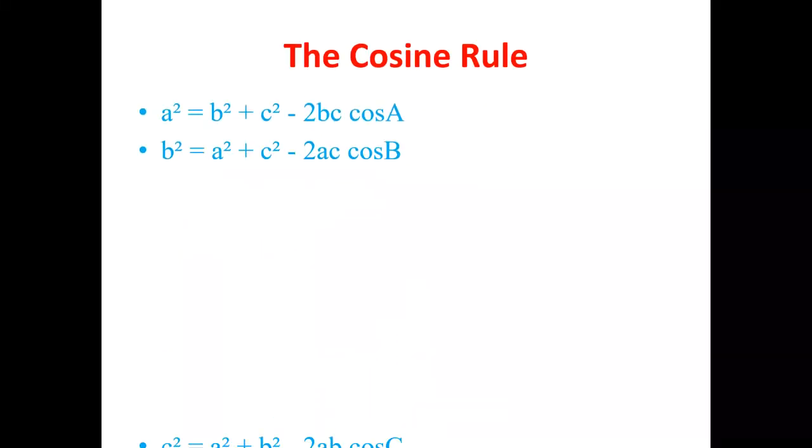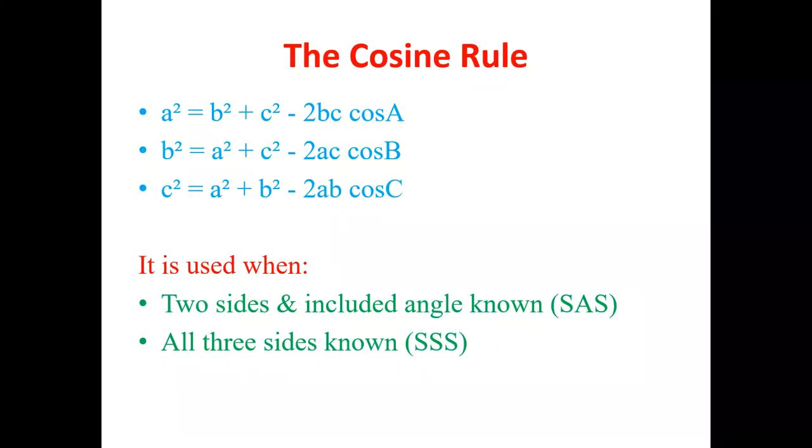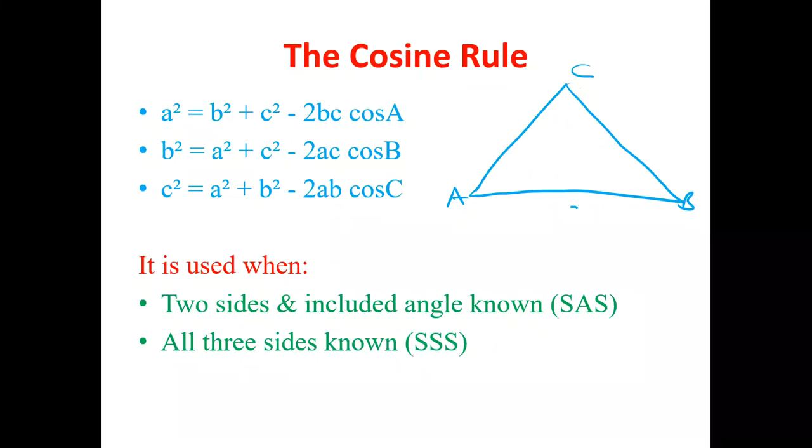Then for the case of the cosine rule, it states that a squared is equal to b squared plus c squared minus 2bc cos A. If this is a triangle, I have A, I have B, I have C. The side opposite angle C is small c, the side opposite angle A is small a, and the side opposite angle B is small b.